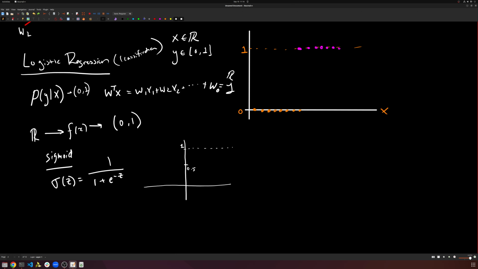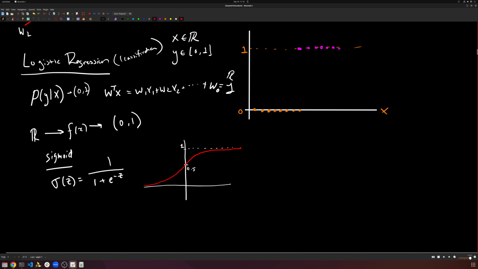The sigmoid function will look something like this. It's going to start, let's do red, here at 0 and then slowly increase to 0.5 and then taper off to 1. So this means any value going closer and closer to infinity will just be 1. And any value going closer and closer to negative infinity will be 0. And if you're at 0, then it's just 0.5, right in the middle. So this is our sigmoid function.